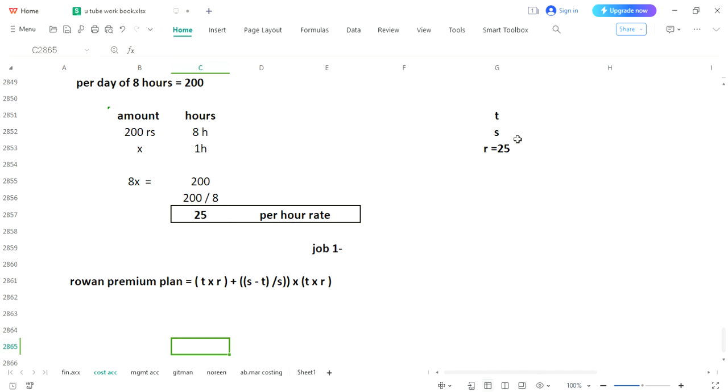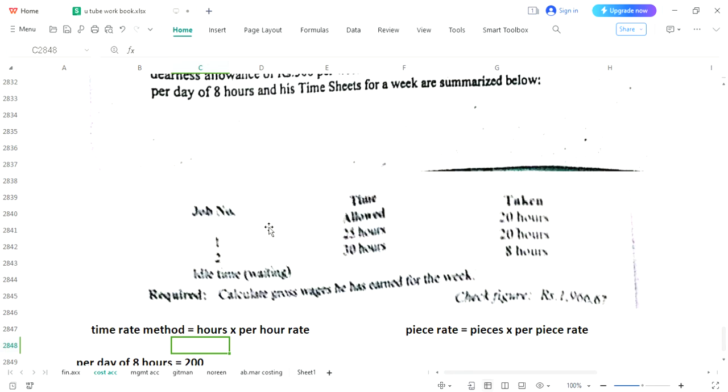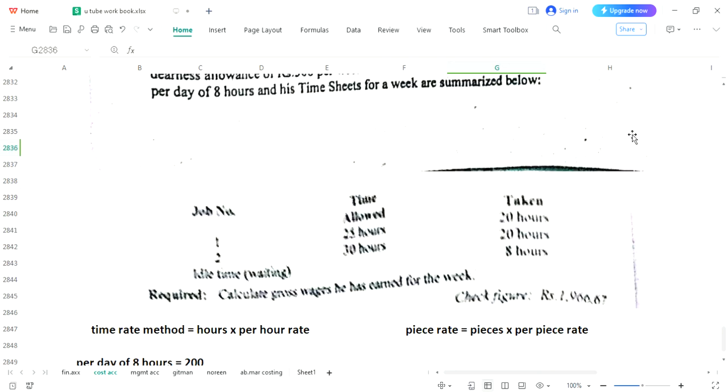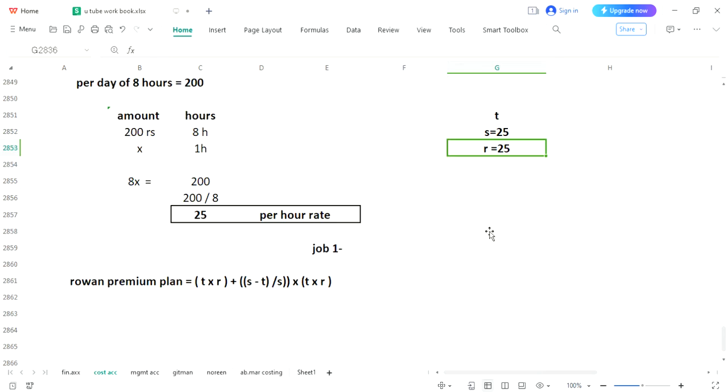Standard time for job number 1 is given. Look here, it is job number 1 and the standard time is 25. So let's put it down, 25. Time taken is also mentioned for job number 1: time taken is 20 hours. So here you can put 20 hours. STR is completed, so we can put our values in the Rowan premium plan.